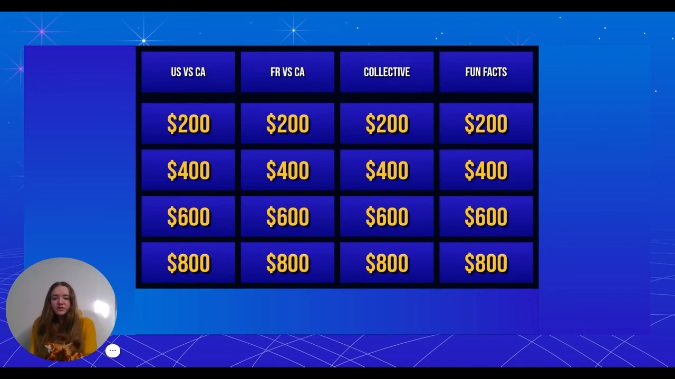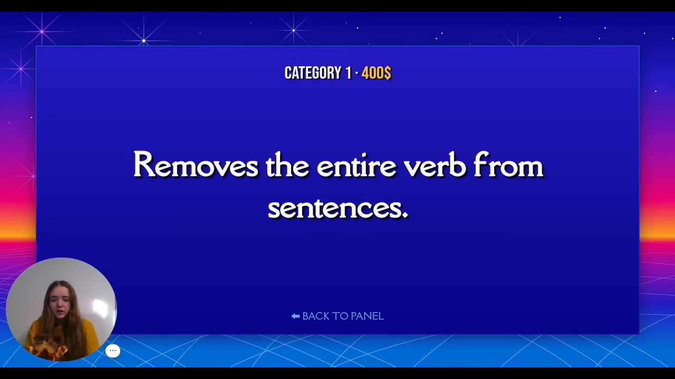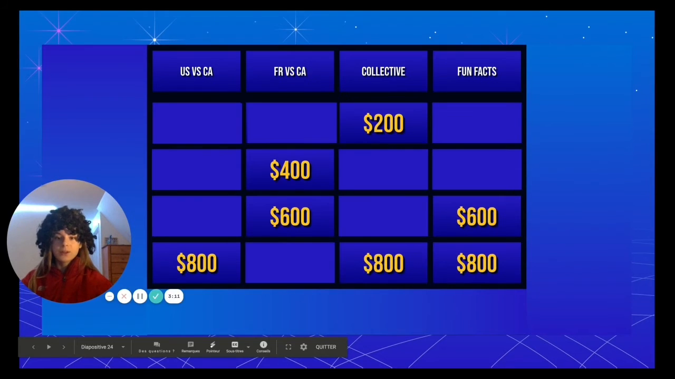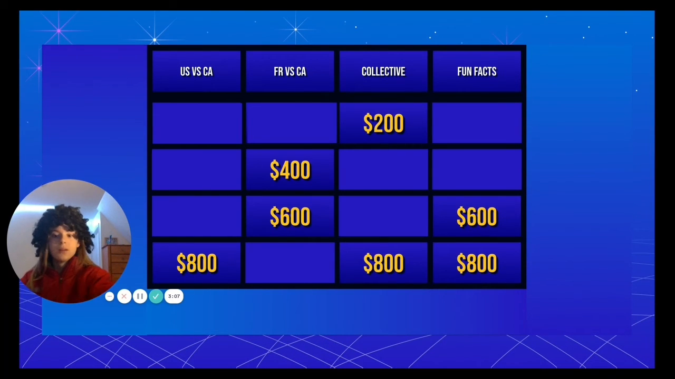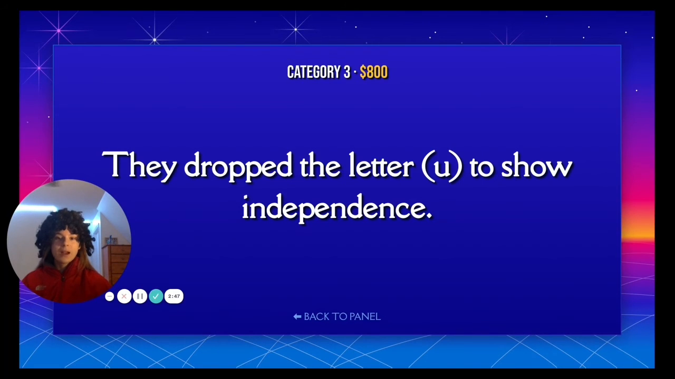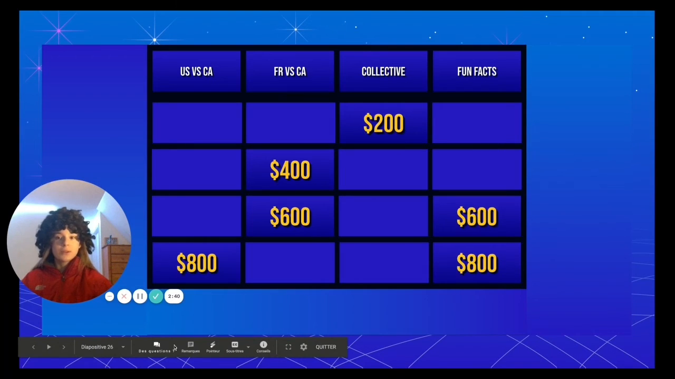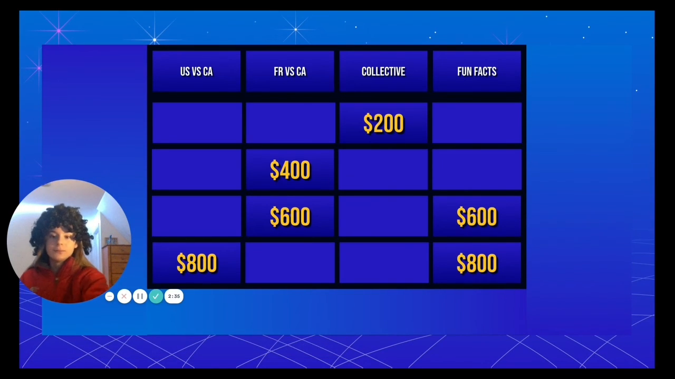I would like US versus Canada 400. Category 1, 400. Removes the entire verb from sentences. American English. Another correct answer. Now you get the chance to pick the next category or stay in the same one. I would like collective 800, please. Category 3, 800. They drop the letter U to show independence. US English. The correct answer goes to Camille. Now you get to pick the next category.